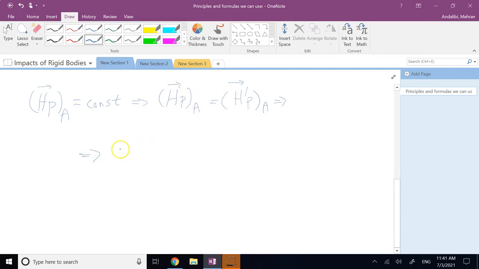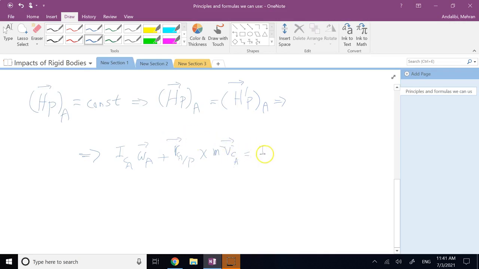So if I want to write this, this is going to be I of C A times omega A, and then you have to look at the direction of this vector, R of centroid A with respect to P cross m V of centroid A.